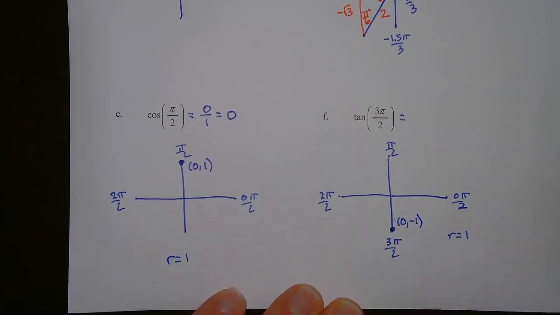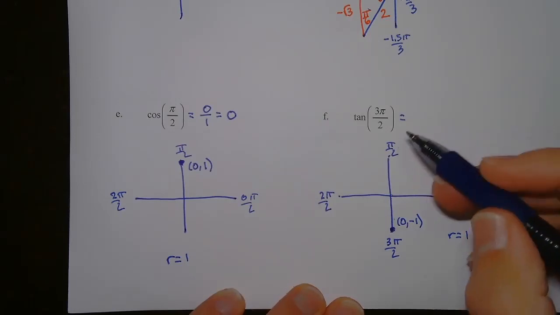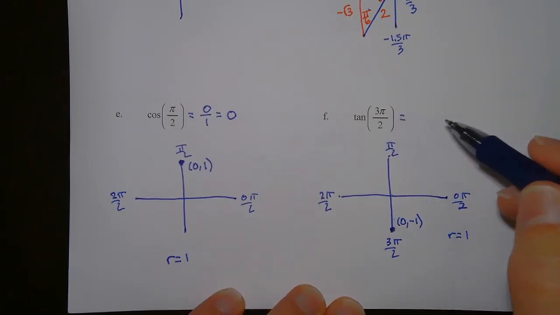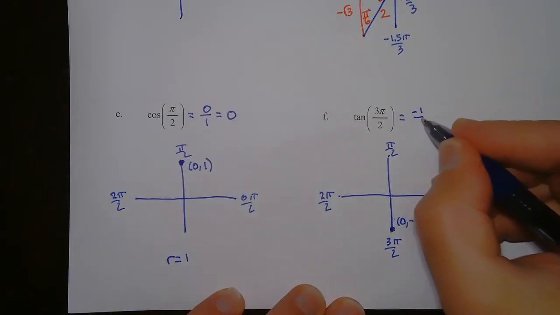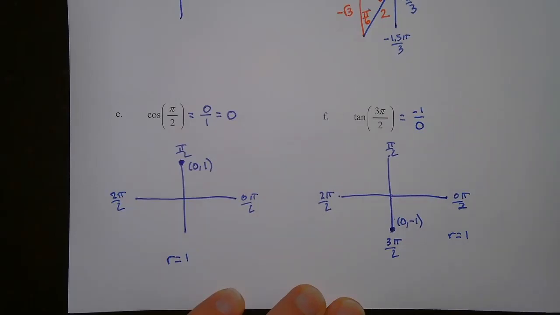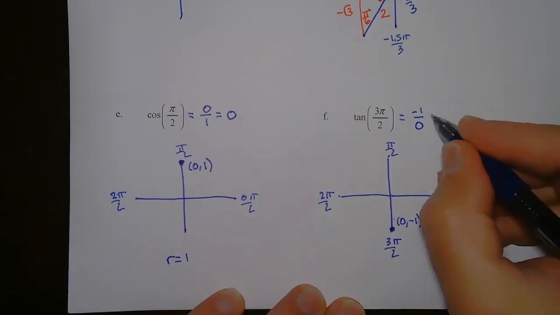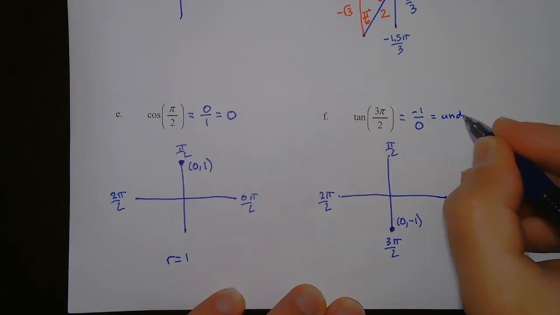So what's tangent of 3 pi over 2? Well, tangent is y over x. So it's going to be negative 1 over 0. Well, what's negative 1 over 0? It's undefined, right? So we write undefined.